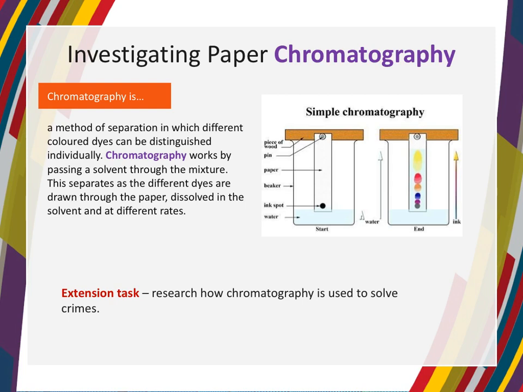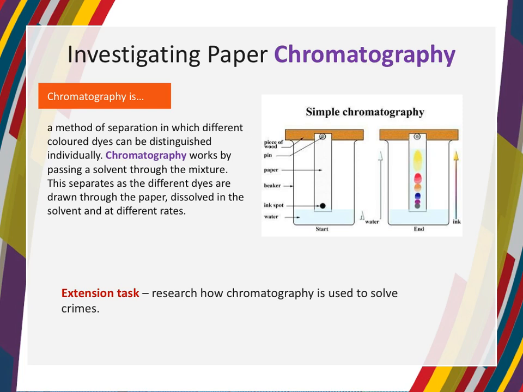Now, investigating paper chromatography. So chromatography is a method of separation in which different coloured dyes can be distinguished individually. Chromatography works by passing a solvent through the mixture. Solvent is something that does the dissolving of a solute. This separates as the different dyes are drawn up through the paper, dissolved in the solvent, and at different rates.